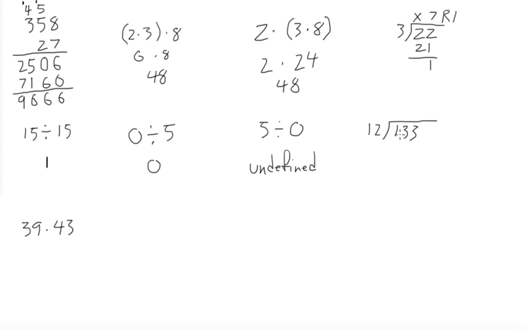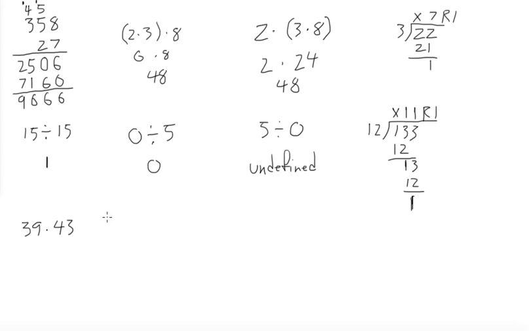Okay, 133 divided by 12. Well, 12 does not go into 1, but it goes into 13 one time. And we have a remainder of 1, down to 3, and then 12 goes into 13 again one more time. And we have a remainder of 1.